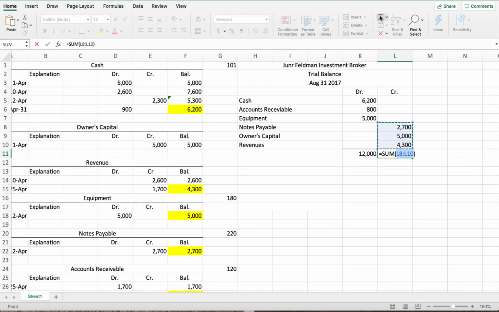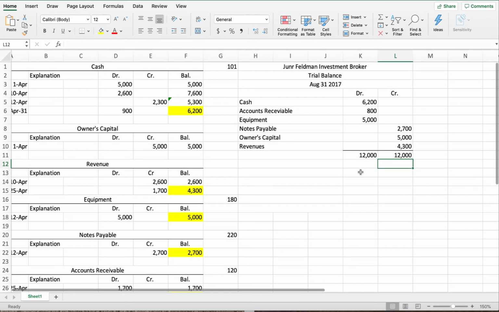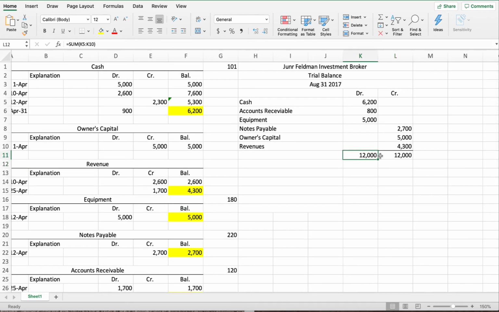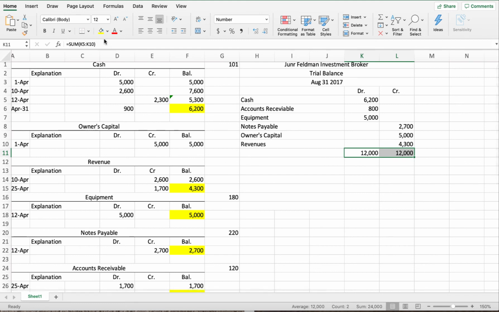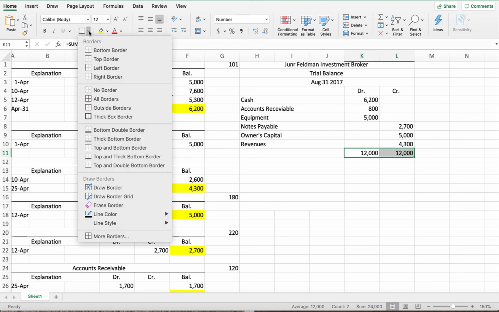We do the same thing for the credit column. Auto sum, $12,000. Remember, we need to foot this column to show that we are done. So I'm going to double click both of these. I'm going to come to my border button right here, not the underline button. Don't go there. Come to the one with the box in it, and I want to find a double border, a double bottom border.